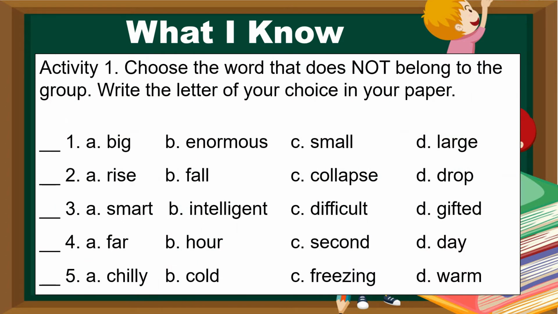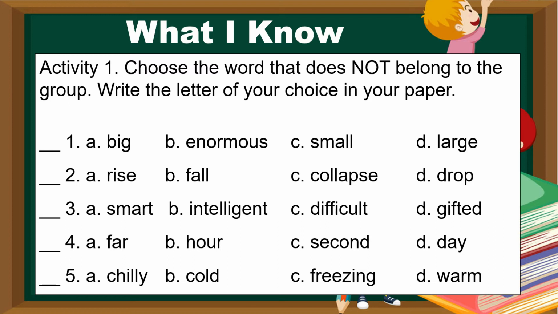What I know. For activity 1, you are going to choose the word that does not belong to the group. Write the letter of your choice in your paper. Number 1. Letter A, big. Letter B, enormous. Letter C, small. Letter D, large. Number 2. Letter A, rise. Letter B, fall. Letter C, collapse. And letter D, drop.